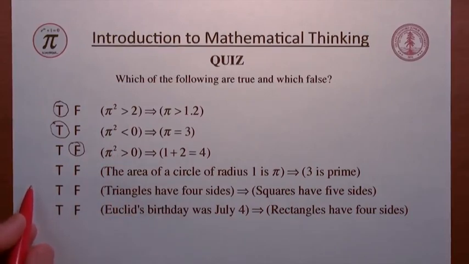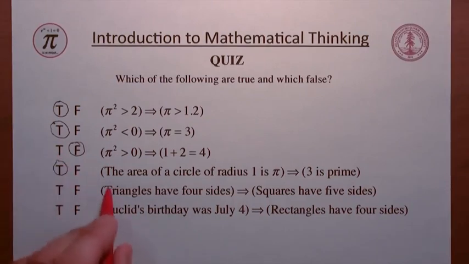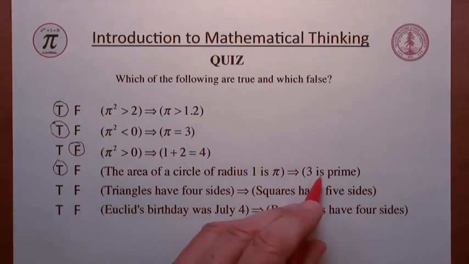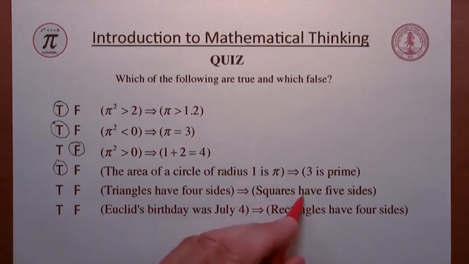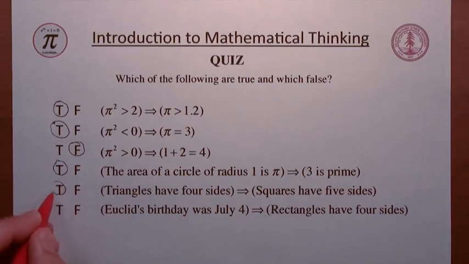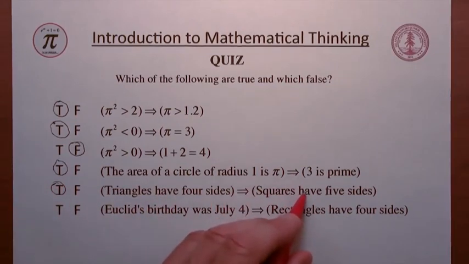What about the next one? Well, that one's true. The antecedent is true and the consequent is true. What about this one? Do triangles have 4 sides? No. Do squares have 5 sides? No. But anything with a false antecedent is true. So that's true. You've got false, conditional, false, and that's always true.